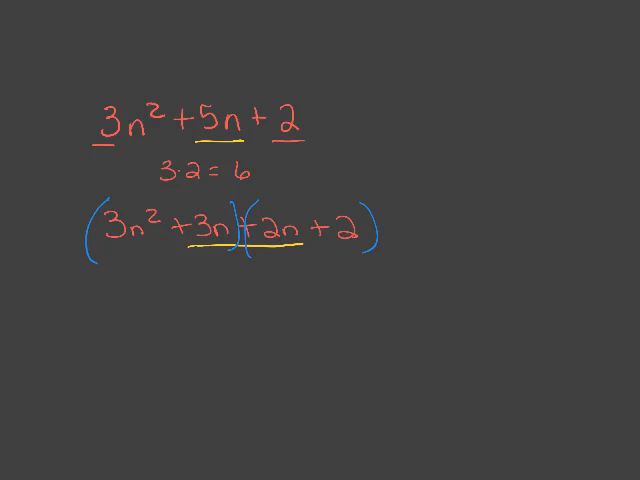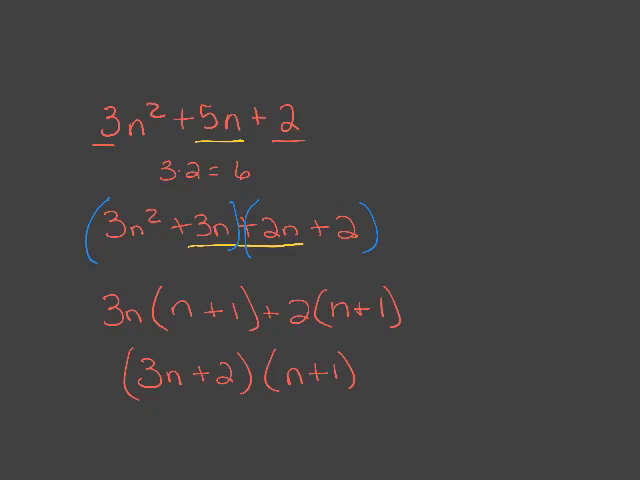So now I'll factor out a 3n, which leaves me with n plus 1. And then here I'll factor out a 2, which leaves me with n plus 1. And then to finish, it's 3n plus 2 and n plus 1.